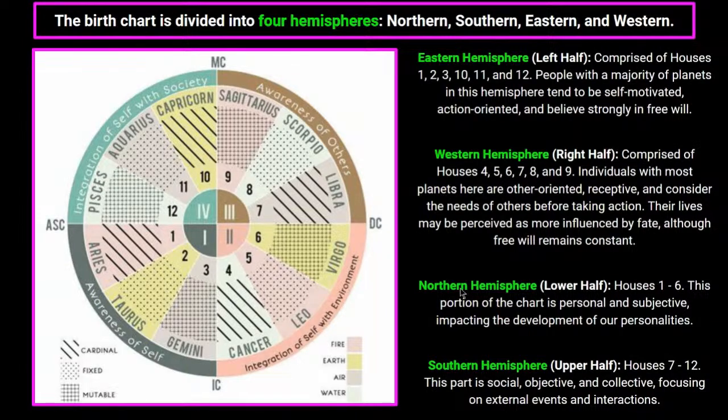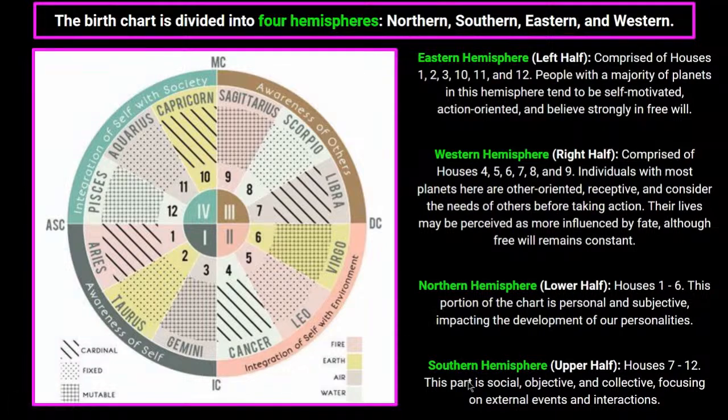Next, we are looking at the northern hemisphere, which is the lower half, and it consists of houses 1 through 6. The northern hemisphere holds houses 1 through 6. Everything below this line, which is known as the horizon. We'll look at that also in a few. This portion of the chart down here is personal and subjective, impacting the development of our personalities.